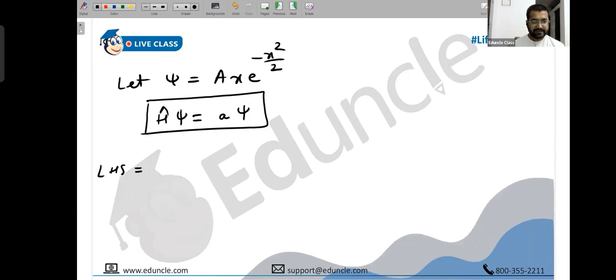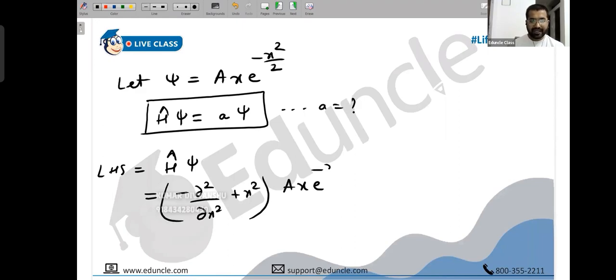So we want to find the value of p, the eigenvalue. Eigen operator into eigenfunction gives eigenvalue into eigenfunction. So, LHS, H cap psi. What is H cap? Minus d squared upon 2 dx squared plus x squared, into psi, which is A x e raised to minus x squared by 2. It's not going to be that easy. I mean, it's easy but exhaustive. Once again, double derivative of two functions will have four terms. No worries, let's do this.